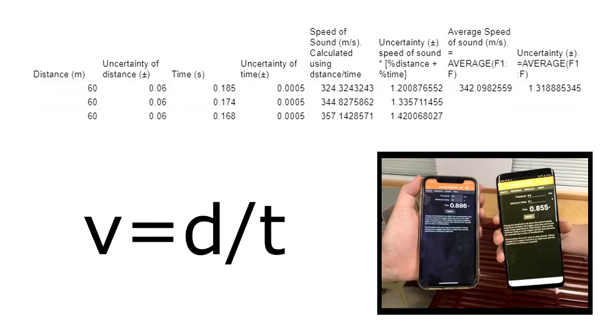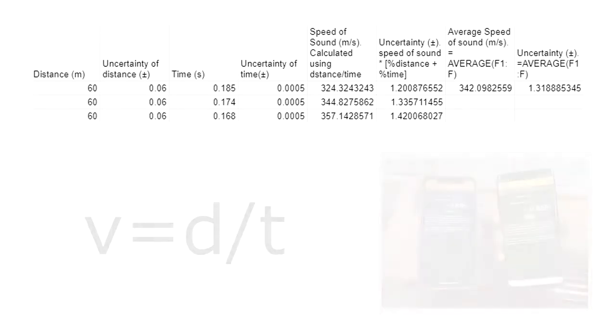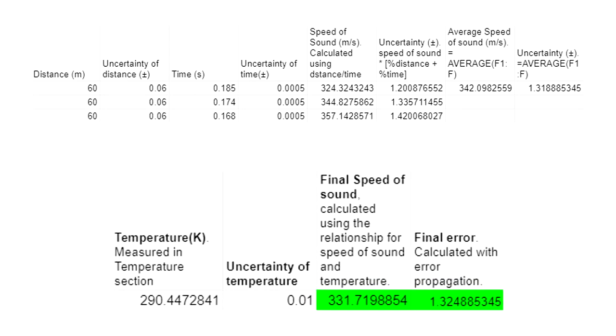Since we have measured the string, the uncertainty for the string would be 0.005. And since we used the string 30 times to get a distance of 30 meters, the uncertainty would be 0.005 times 30, which is 6 centimeters. After that, we also measured the time it took for the sound to travel from person A to person B and back to person A. So the uncertainty for the time would be 0.0005.